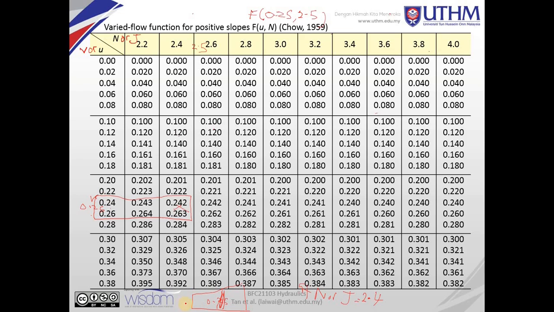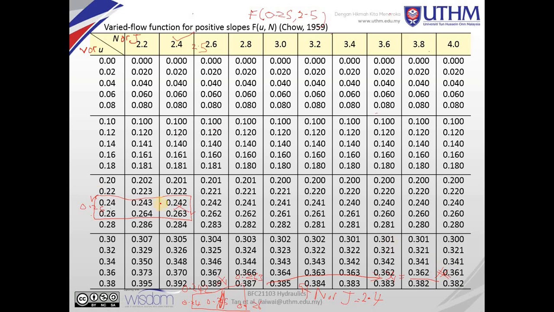The lower value is 0.24, the upper value is 0.26, and what is their function answer here? We take the biggest value, which is 0.263, we label it here, and the lowest value is 0.242, and this is the first X answer, which is representing 0.25 at N or J equal to 2.4. So solve this using the same technique, so therefore we will get X1 equal to the first answer.